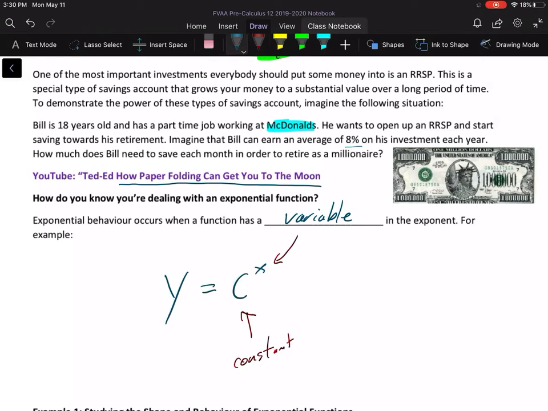Of course, if you change your c value, that's going to change your curve, but then if you change the exponent, that's going to change the curve even more, right?